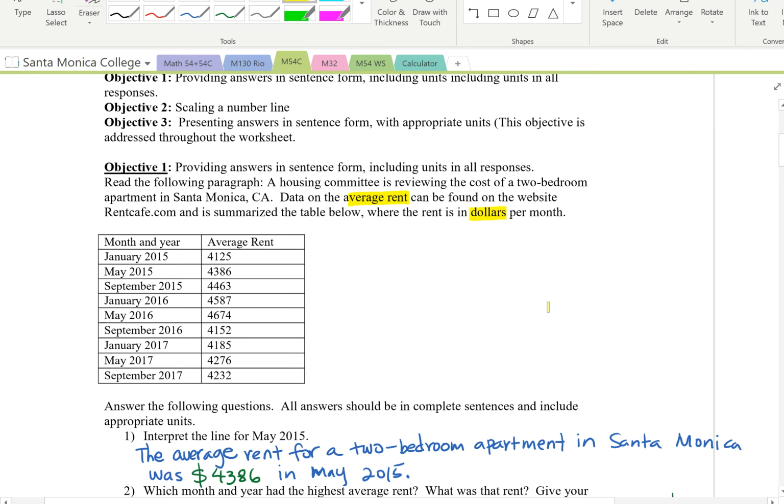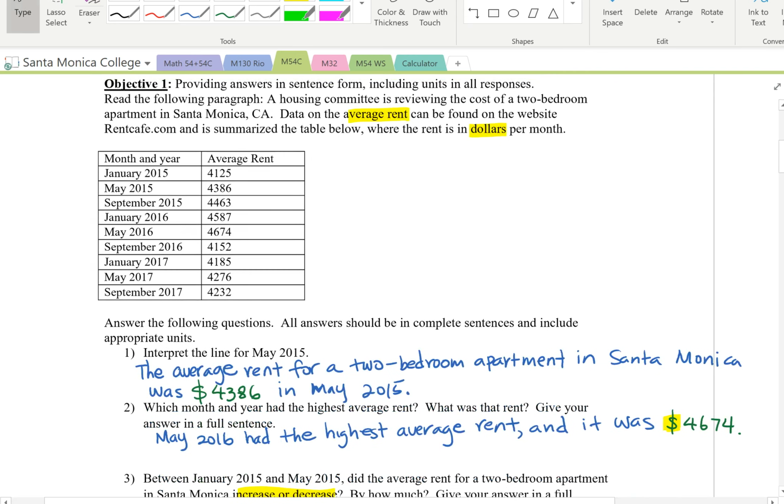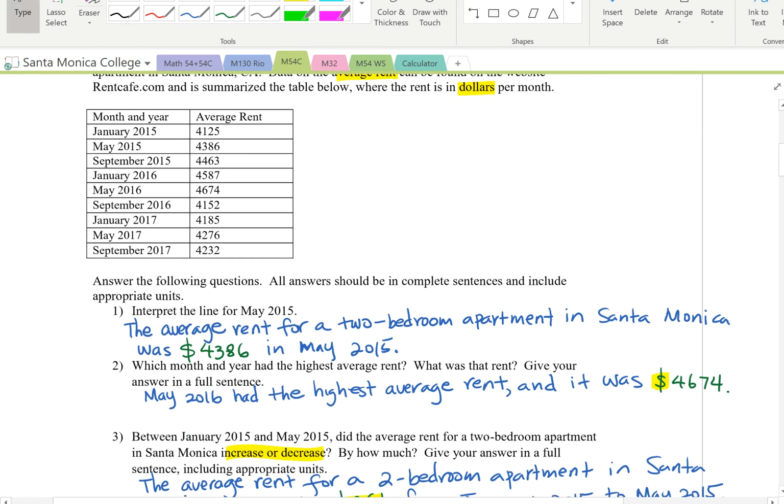With the following paragraph, a housing committee is reviewing the cost of a two-bedroom apartment in Santa Monica, California. Data on average rent can be found on the website rentcafe.com and is summarized in the table below, where the rent is in dollars per month. Let's answer the questions using the table. Note that I filled in the answers already because I want to limit the length of the video to under 20 minutes, so I'm going to explain each one of those responses.